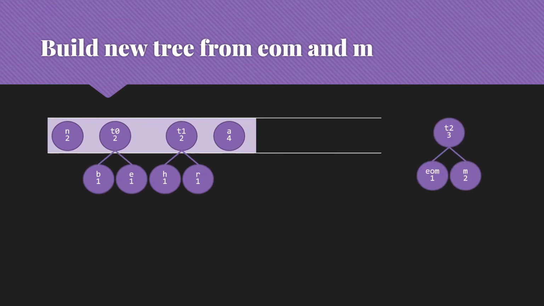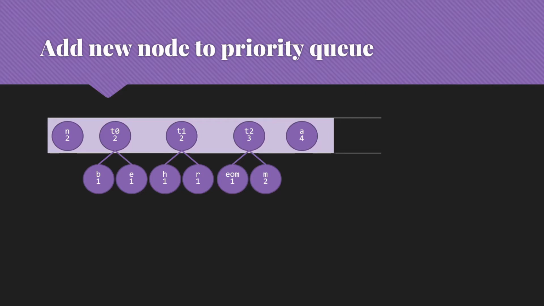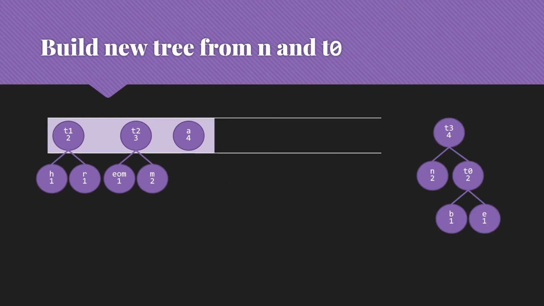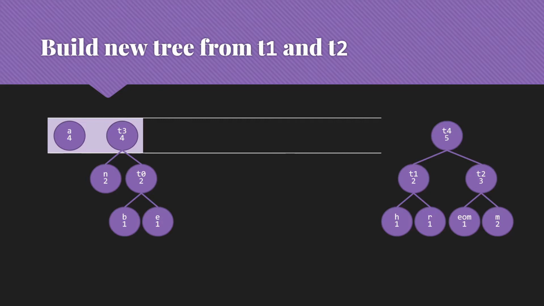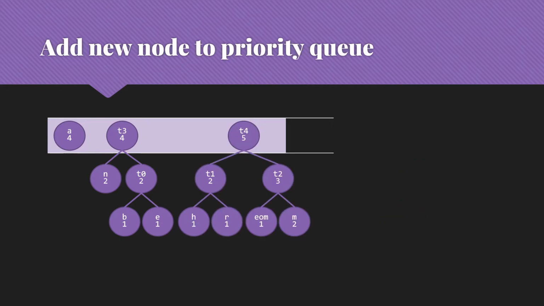Then we'll go on. We take the end of message and the M. Our new node will have frequency 3. We then will put that into the priority queue. Then we'll take the next two nodes off, the N for 2 and T0, and we'll build T3 to be the root of that tree. Put that in our priority queue. Then we'll grab the next two nodes, make T4 to be the root with those two subtrees. That has frequency 5, so we'll add that to the priority queue.